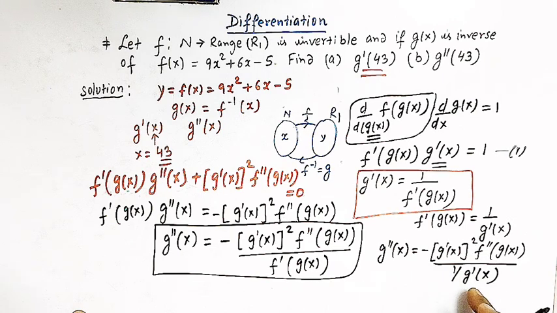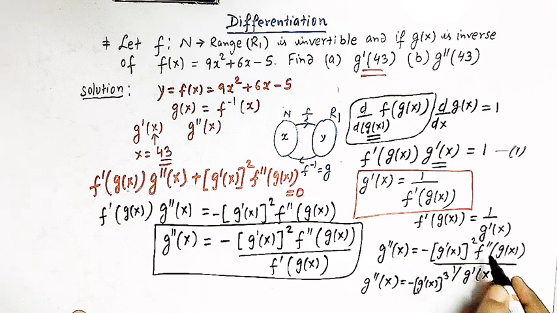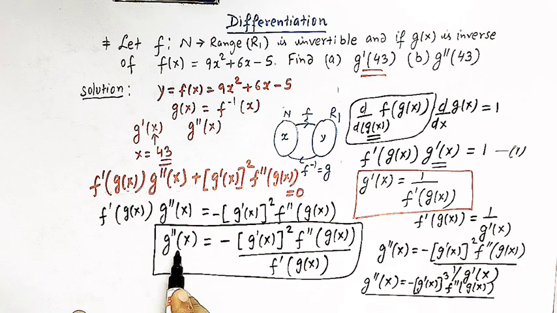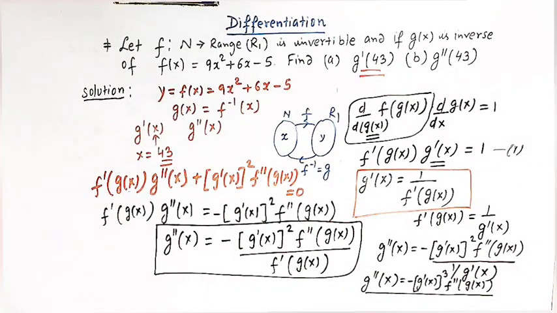So now we can take g prime of x to the numerator, so it gets multiplied with this one. So we have g double prime of x is equal to minus g prime of x cubed times f double prime of g of x. So this is another important form of this result. Now there is one another form of this expression.